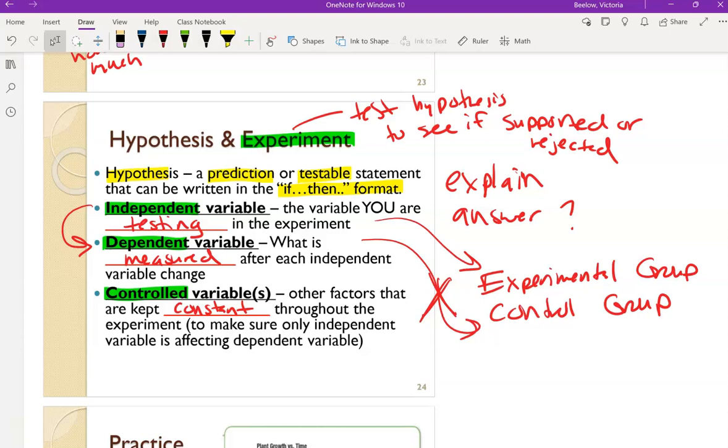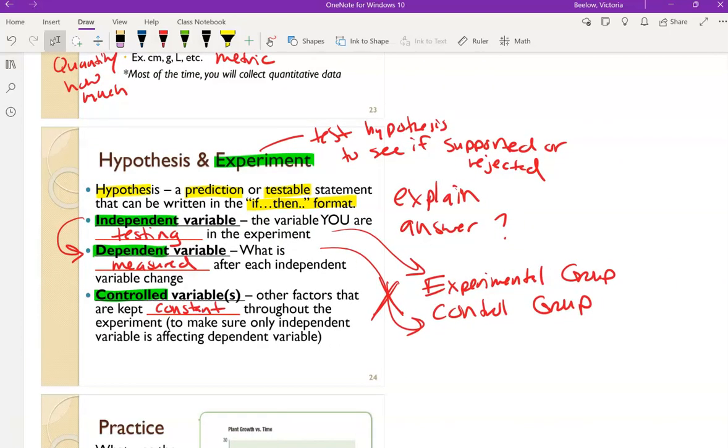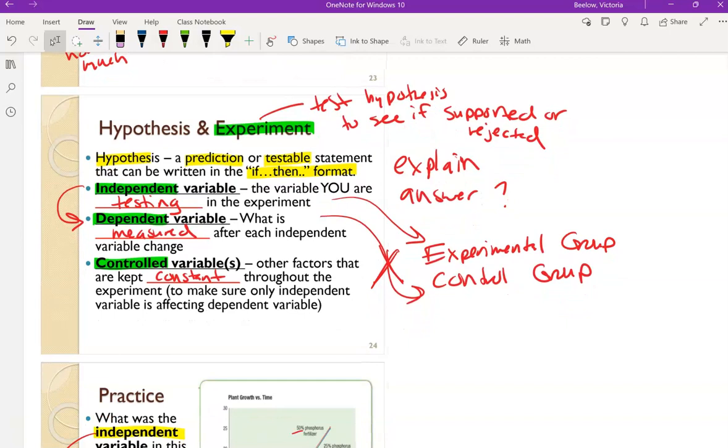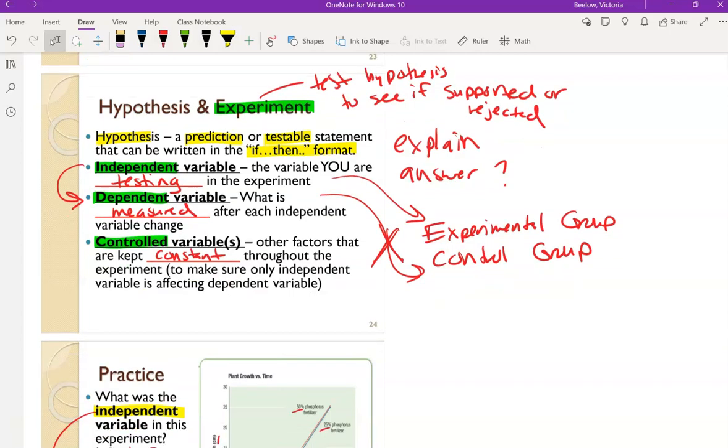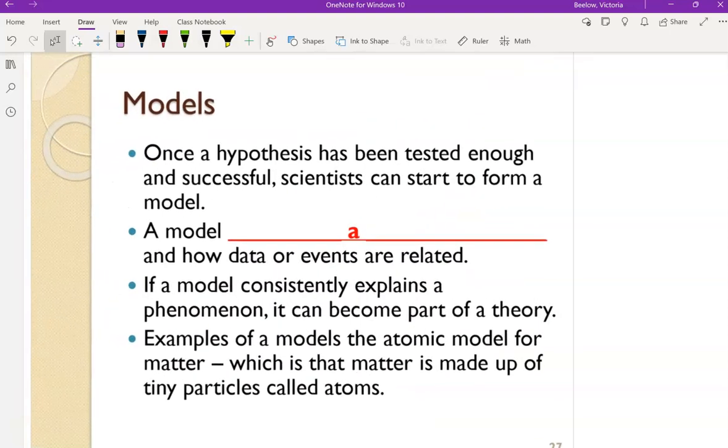hypothesis. Again, the independent variable is what you're going to manipulate in the experiment. The dependent variable is what you're going to measure. The controlled variables are what you're going to keep constant or the same throughout the entire experiment. And the experimental group would get the independent variable while the control group doesn't get the independent variable. We went over an example here.